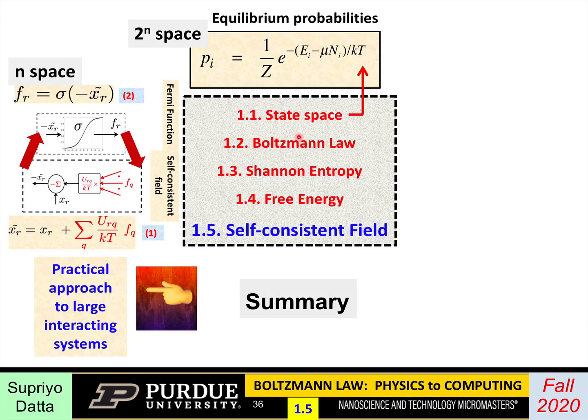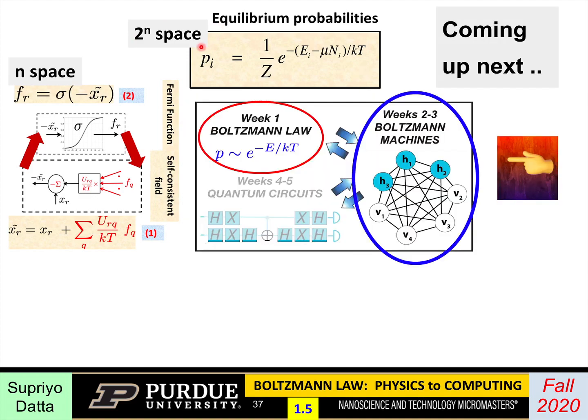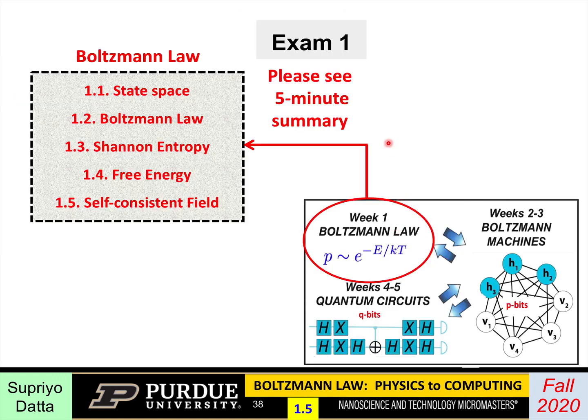So summarizing then, in this lecture, we introduced this practical approach for large interacting systems, which allows you to do these calculations in n space and get results that match the exact results from the 2 to the n space. And what we'll be doing next week then is going on to our next topic, which is about Boltzmann machines and neural networks. And those of you who are interested, I guess you would be taking this exam 1, you might want to look at the 5-minute summary of everything we did this week.